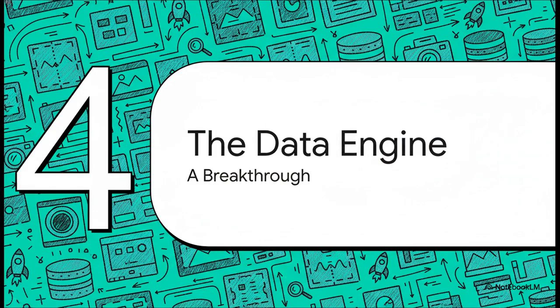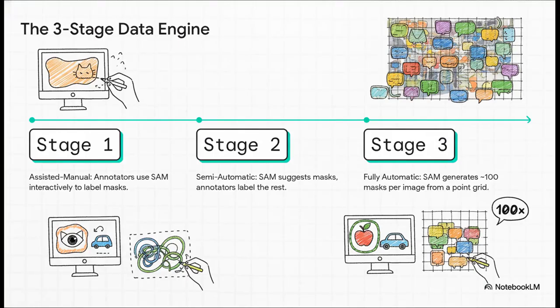Okay, now we get to what I think is the real methodological breakthrough of this whole paper, the data engine. This is how they cracked that massive data scarcity problem we talked about. This is how they created the single largest segmentation dataset ever. So how'd they do it? Well, it happens in 3 stages, kind of like leveling up.